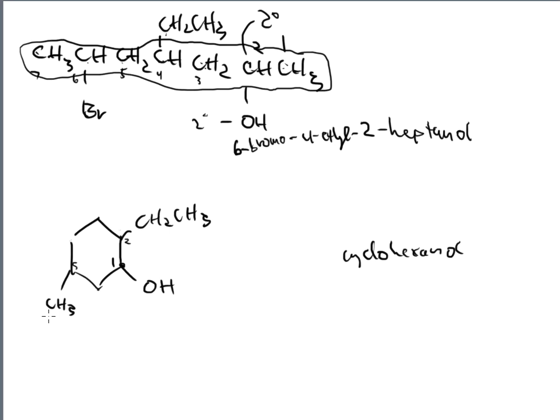I need to put these in alphabetical order. E comes before M. So this is going to be a 2-ethyl, and then a 5-methyl, and a 1-cyclohexanol. But again, I can leave that 1 off. It's understood to be there. All right, so there's the name of that beefy OH group that we have brought into the picture. All right, so we'll do one more, and then that's where I'll stop the video.